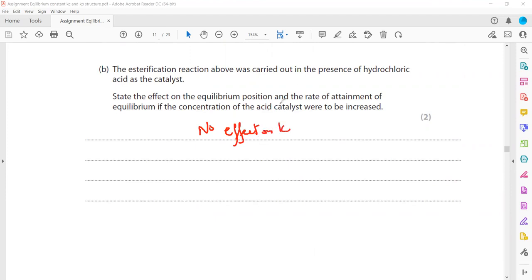But what will happen as we add catalyst? Because catalysts speed up the reaction, the rate of collision increases, and the system will reach equilibrium in a shorter time, but it does not affect the value of Kc or Kp. So no effect on Kc or Kp. The only thing affected is the rate. It will be faster, or we can say we reach the equilibrium in a short time. So it reaches equilibrium faster.